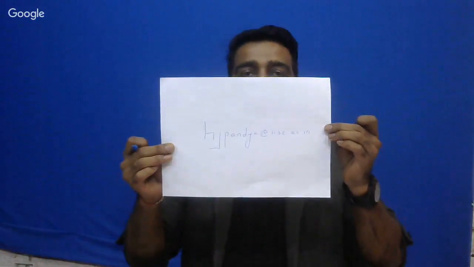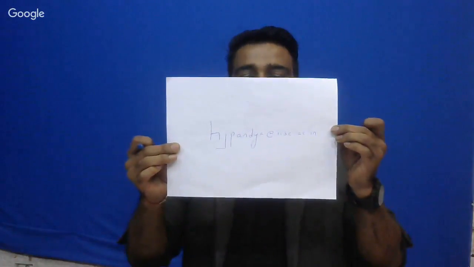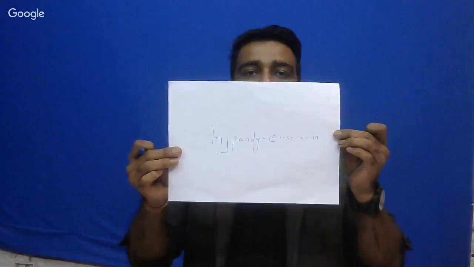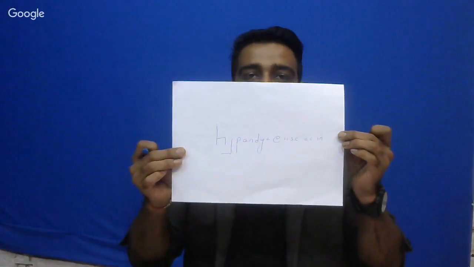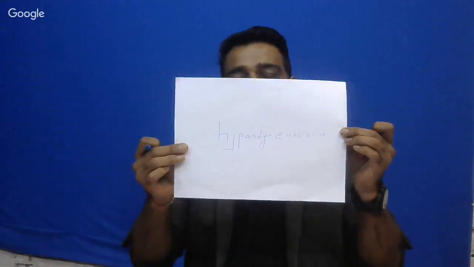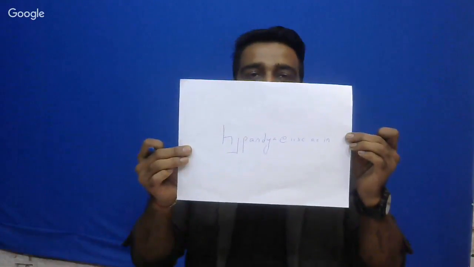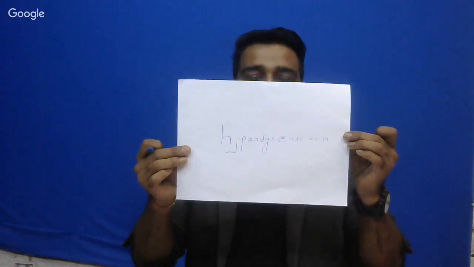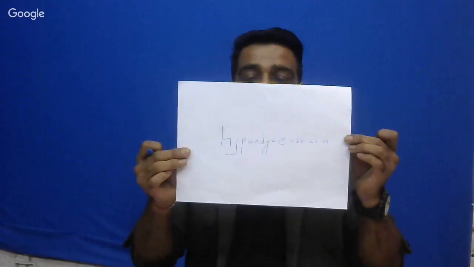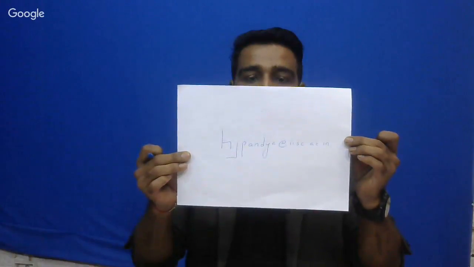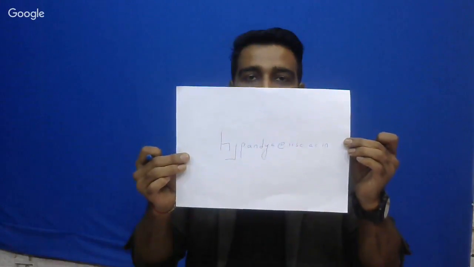I'm telling it also, but you can see it. H stands for my first name Hardik, J stands for my father's name Jitendra, and you just write down the last name PANDYA @IISC.ac.in. Again, it's HJPANDYA@IISC.ac.in.